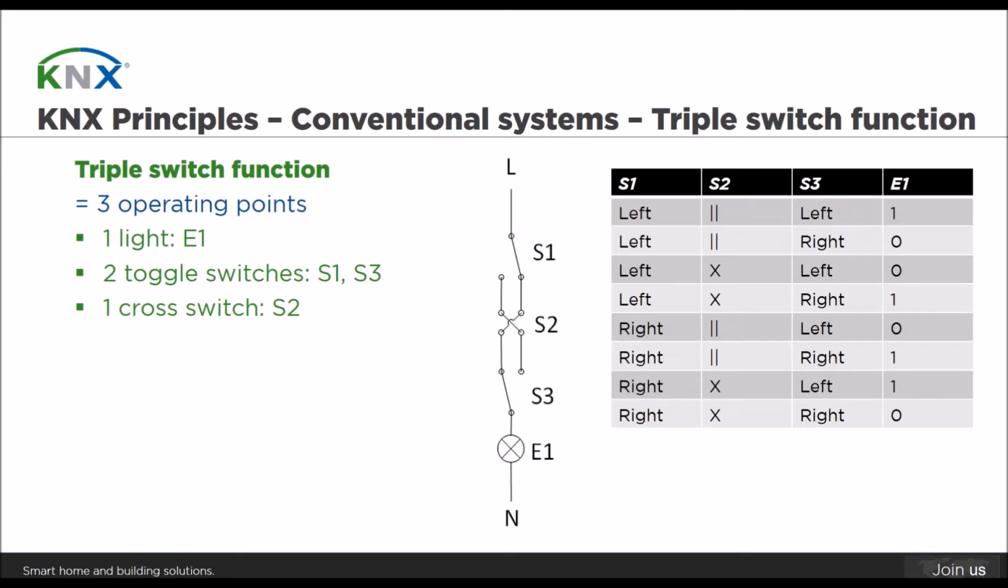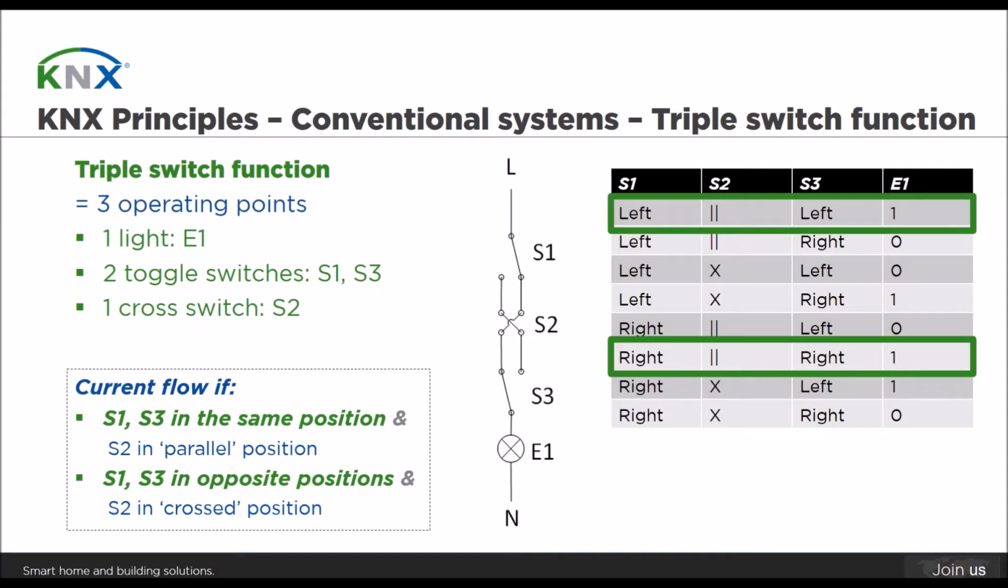In the next step, we will still use S1 and S3, this time as toggle switches, but in between those 2 toggle switches, we will place the cross switch. We do that because we need to have 3 independent operating points and no longer 2. We keep the same electrical consumer E1, and consequently, this is the truth table. So it becomes a bit more complicated, as you can see. The conclusion of the truth table is as follows.